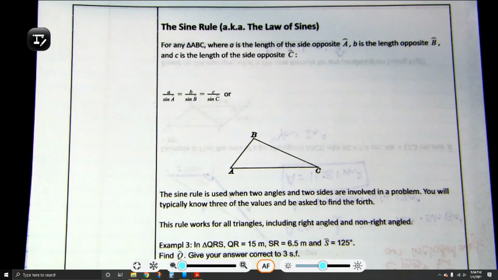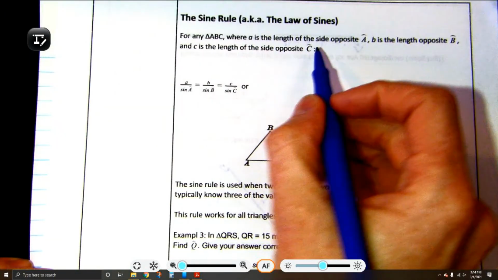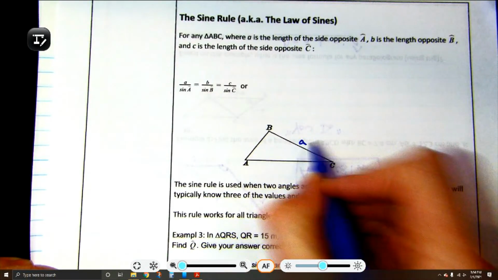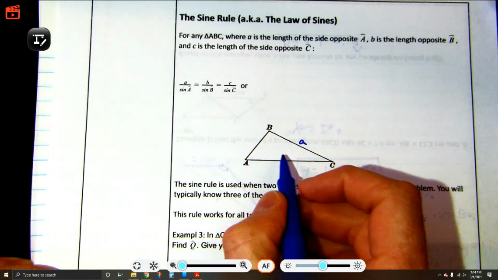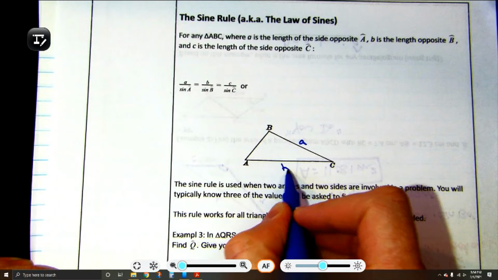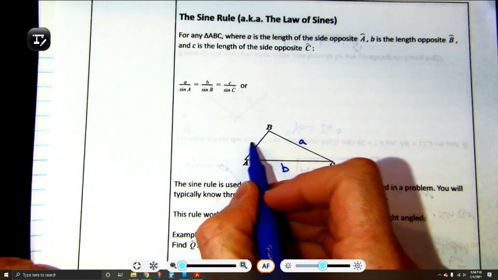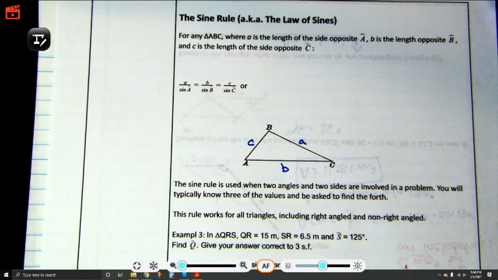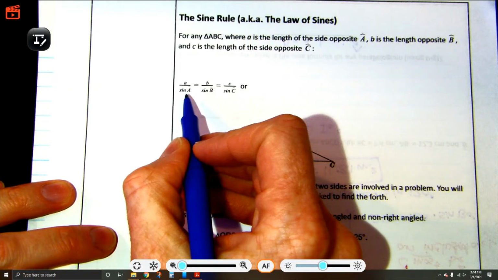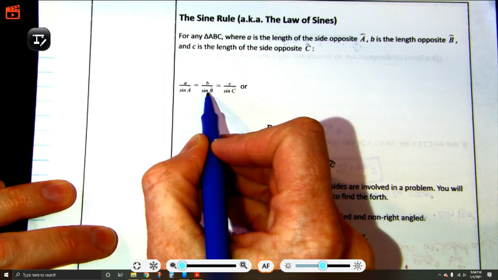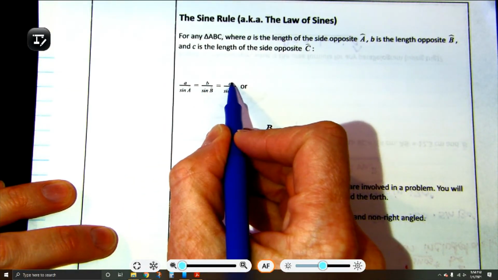It says for any triangle ABC, where A is the length of the side opposite angle A, B is the length of the side opposite angle B, and C is the length of the side opposite angle C. So that's the same naming convention that I talked about on the front page. It says that this proportion exists. It says that side A over the sine of A equals side B over the sine of B equals side C over the sine of angle C.